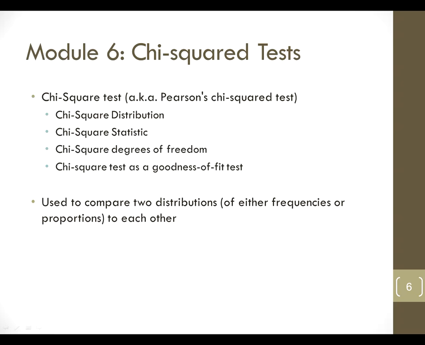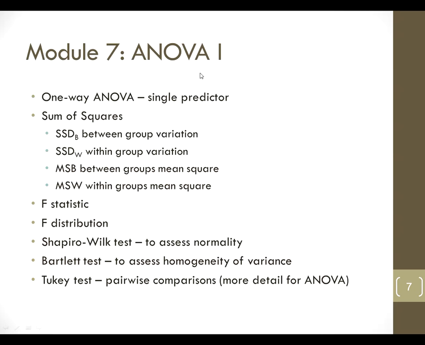In the next module, we talked about chi-squared tests, which can be used to compare two distributions. Usually these are frequency distributions or proportions to each other. And we talked about how to calculate this manually, how to calculate your chi-square statistic, your degrees of freedom associated with that test. And then we talked about using the chi-square test either as a hypothesis test or as a goodness of fit test.